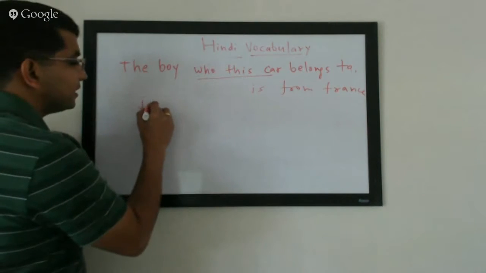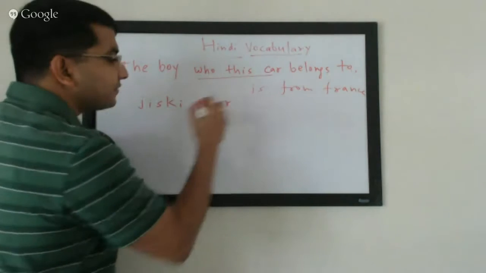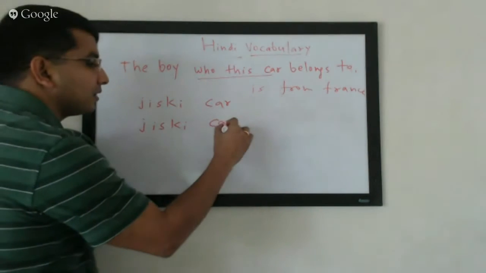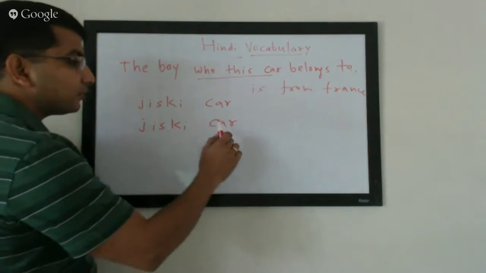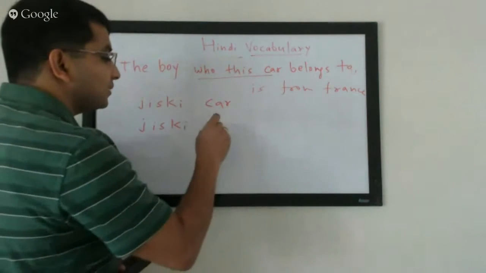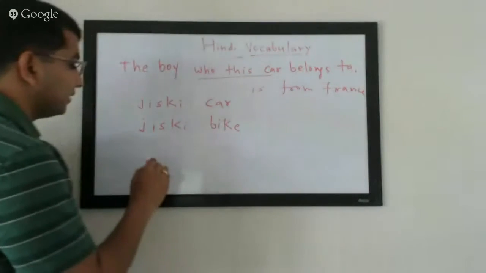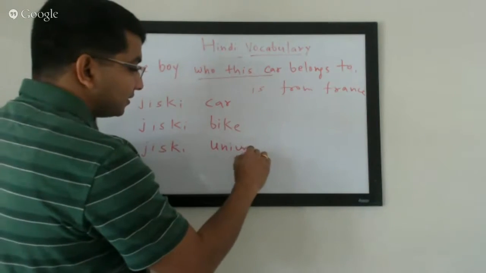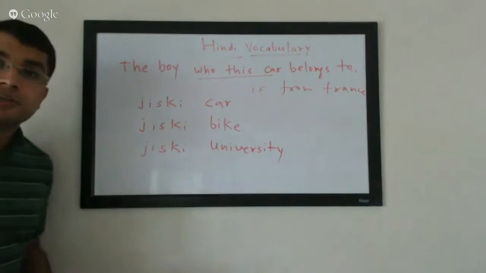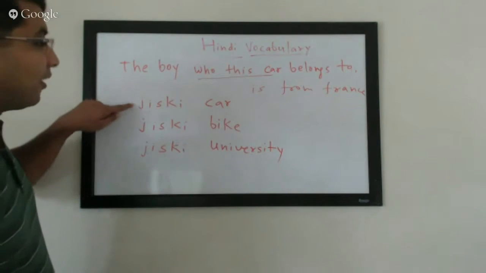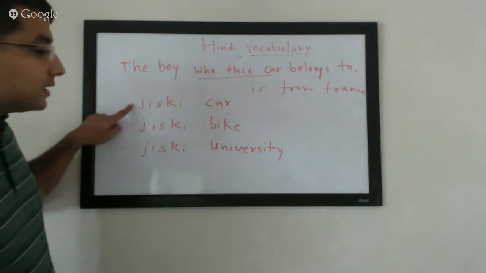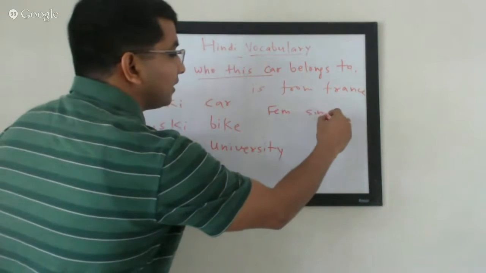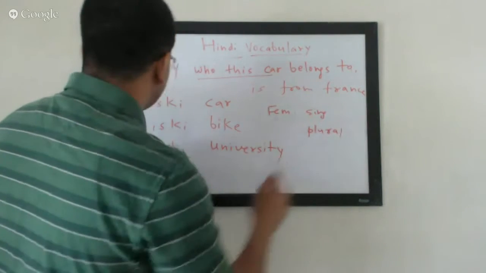लड़का जिसकी कार. So car is feminine. That's why you use jiski car, right? You can use jiski bike, because bike is also feminine. Jiski bike. Okay. जिसकी university, right? University is also considered feminine, right? Now for feminine plural also you will be using jiski, right? So this is for both feminine singular and plural. You will be using jiski.